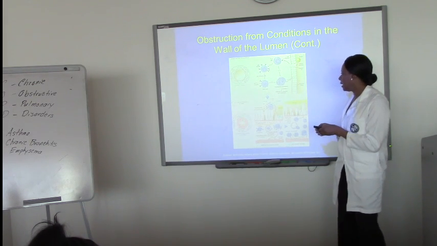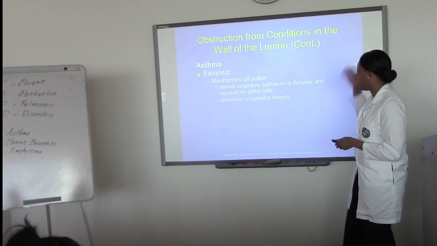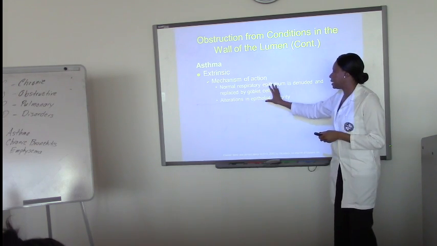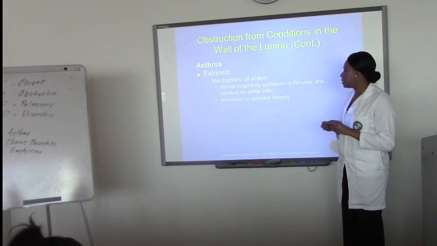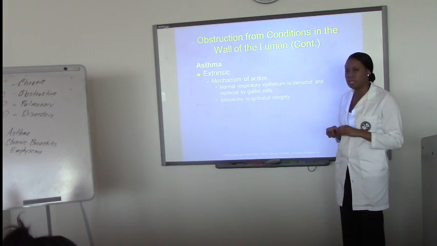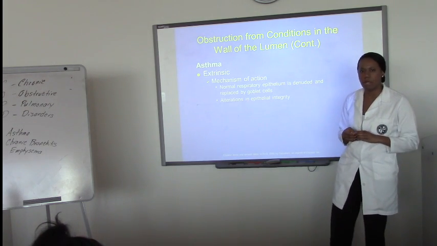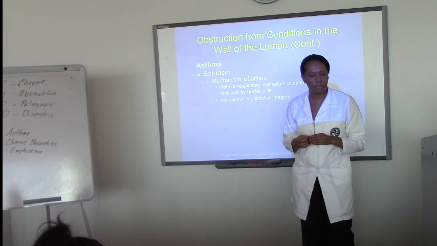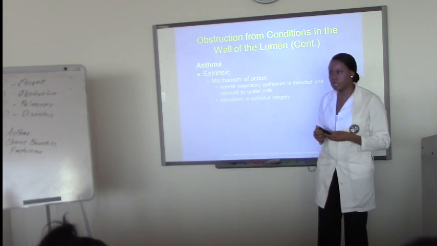Okay. This diagram here, I'm not too crazy about it, so you don't have to worry about that. Too much going on there. Now, another thing that happens here, it says normal respiratory epithelium is denuded, meaning stripped, and replaced by goblet cells. What do you remember from anatomy? What is the purpose of goblet cells? Secretion of mucus. Secretion of mucus, very good.